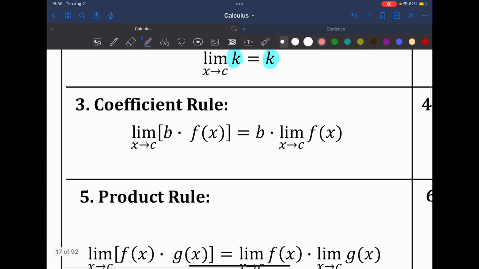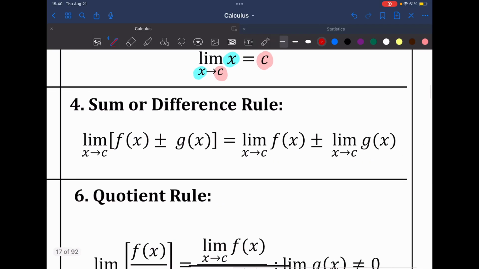Okay, the next one is the coefficient rule. All this is saying is that if we have a coefficient in front of f of x, for example, 4x squared, instead of multiplying that coefficient into the function, then taking the limit, we can just take this out and put it in front of the limit. So this would go in front here, just like it's seen here.